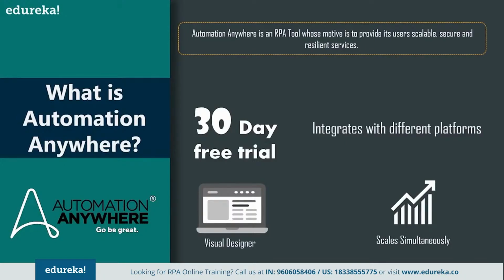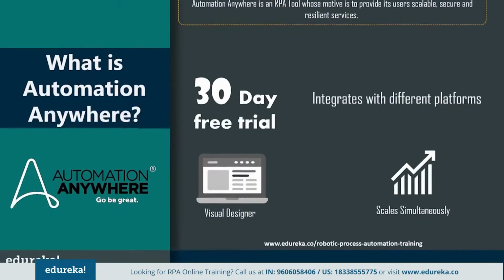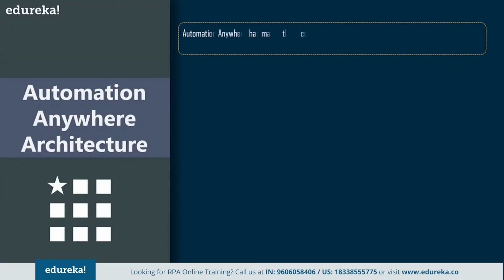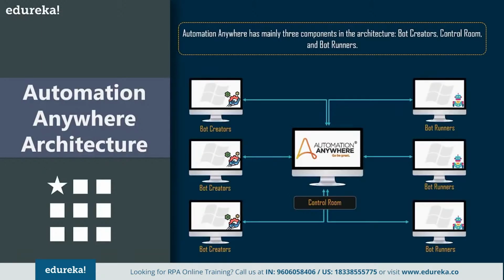So now that I've told you a little bit about Automation Anywhere, let me quickly tell you how its architecture works. Automation Anywhere follows a distributed architecture, which mainly makes sure that centralized management is accomplished via Automation Anywhere's control room. As you can see on the screen, there are three components of this architecture: the bot creators, the control room, and the bot runners. Let's discuss each of them one by one.